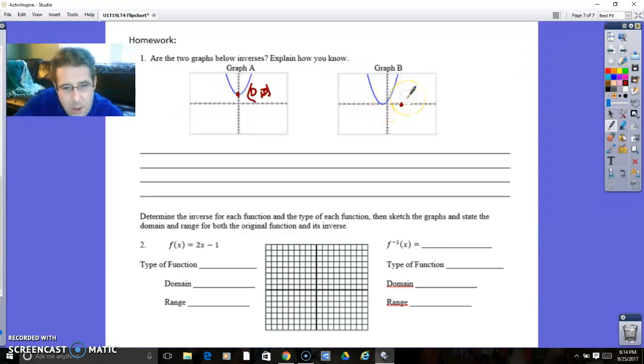It looks like (1, 4), so it should have been (4, 1). (4, 1) is right there. So it's going to end up looking like that when you do the inverse. Because remember, it's a reflection over y equals x.